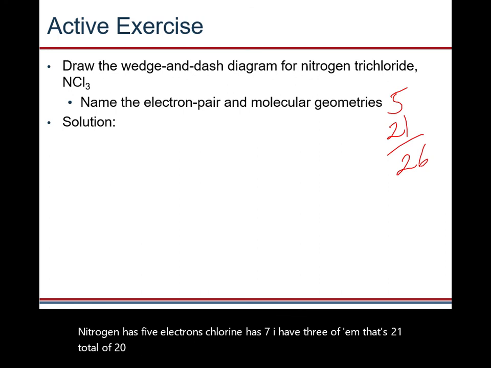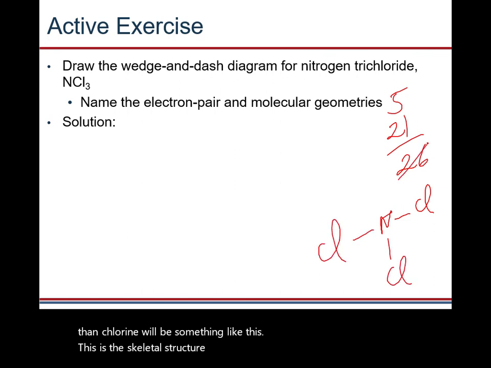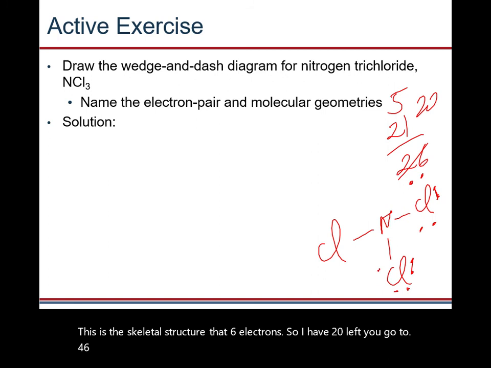Then I'm going to draw nitrogen, which has lower electronegativity than chlorine, so it will be something like this. This is the skeletal structure. That's 6 electrons, so I have 20 left. You go 2, 4, 6, 8, 10, 12, 14, 16, 18. So 18, so I have 2 left. I put them on nitrogen.